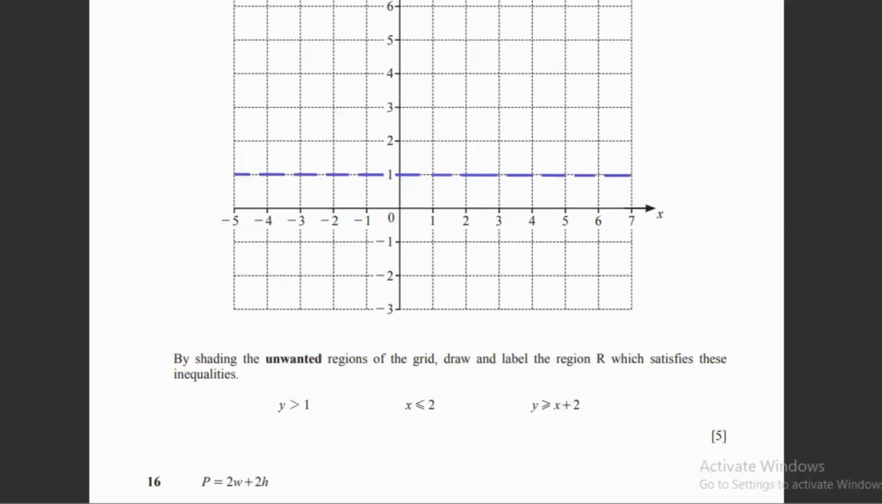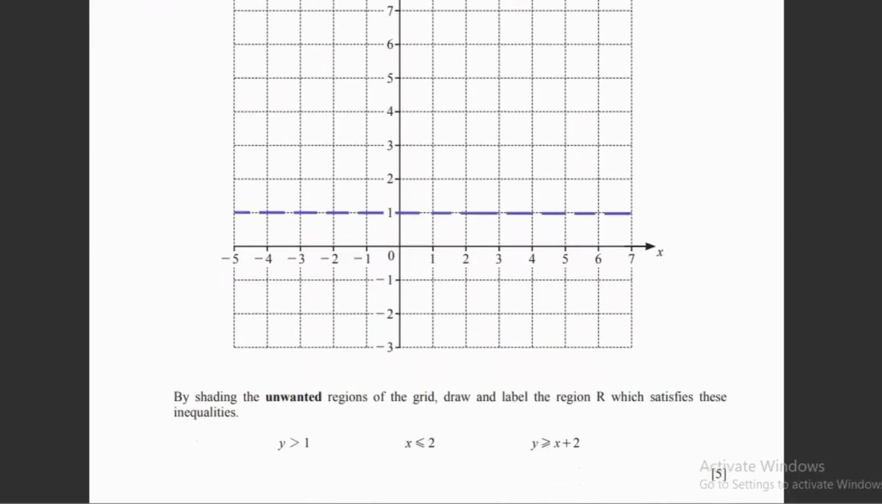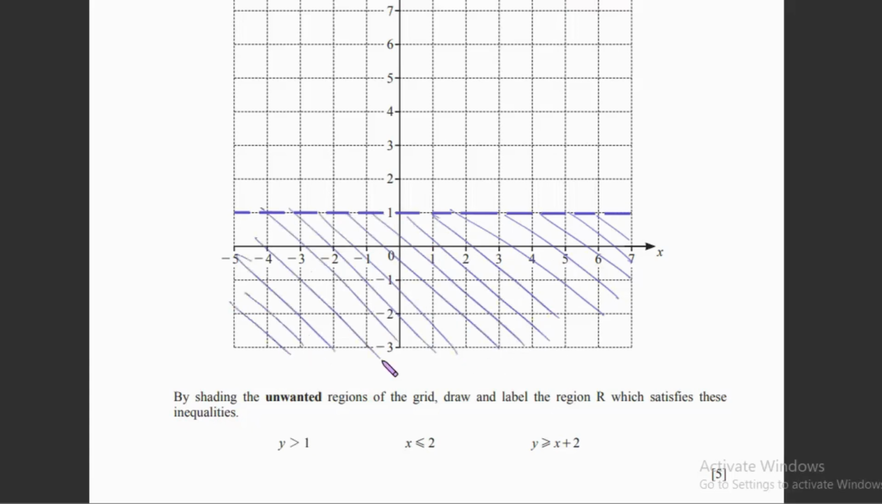And now it also states that it's going to be the region that is greater than 1. So if y is greater than 1 means everything above 1 should be shaded, but we are expected to shade in the unwanted region. The unwanted region will be the region that is below this. So everything below this has to be shaded. Below this line has to be shaded. This is how it would look like.